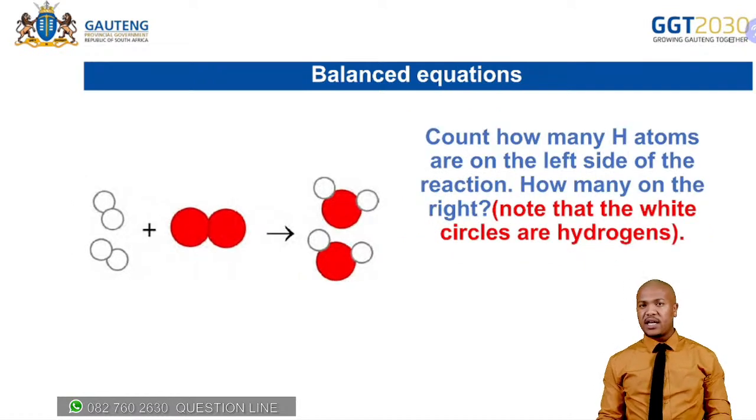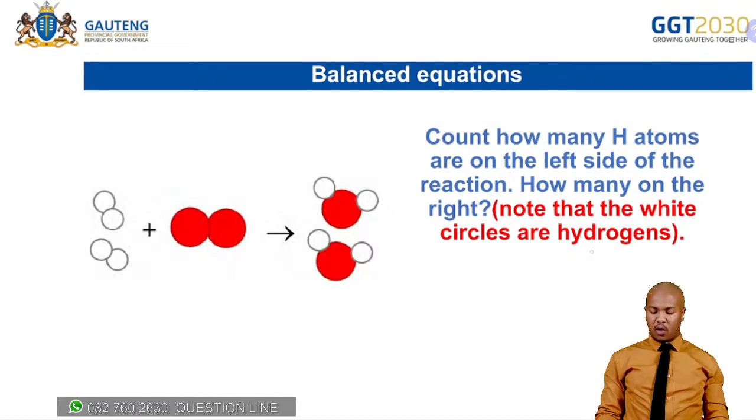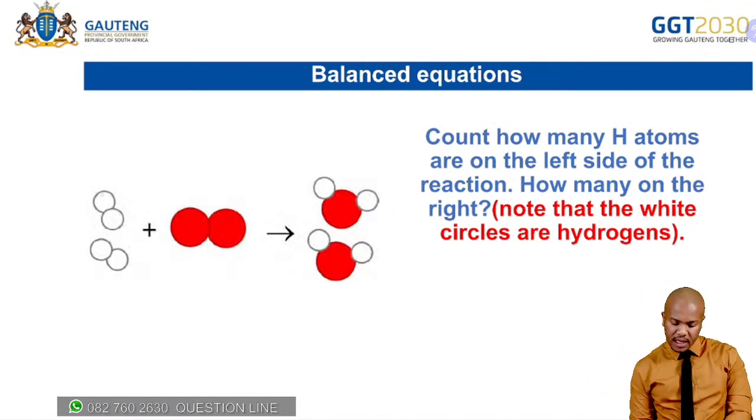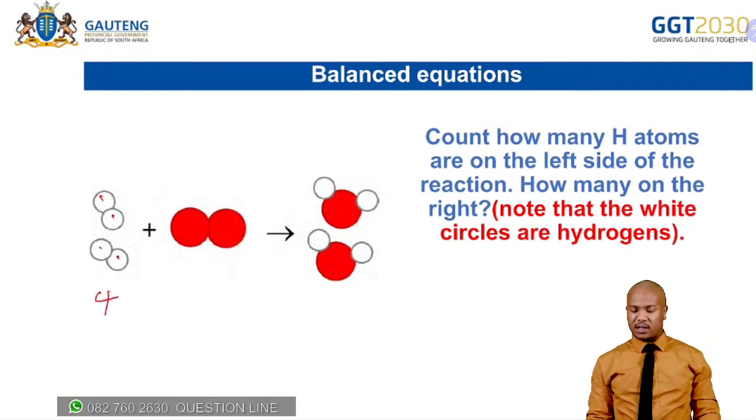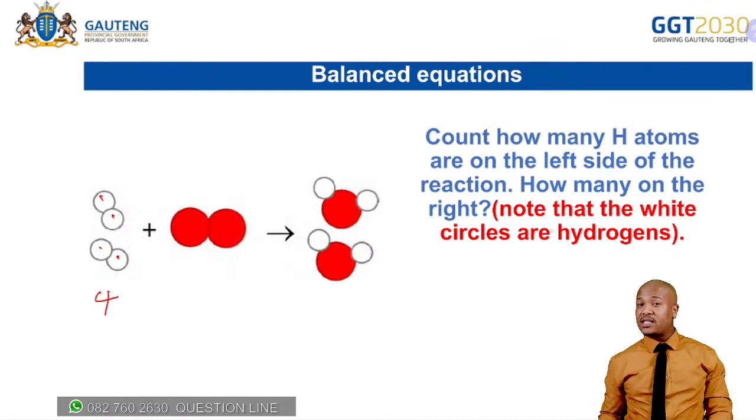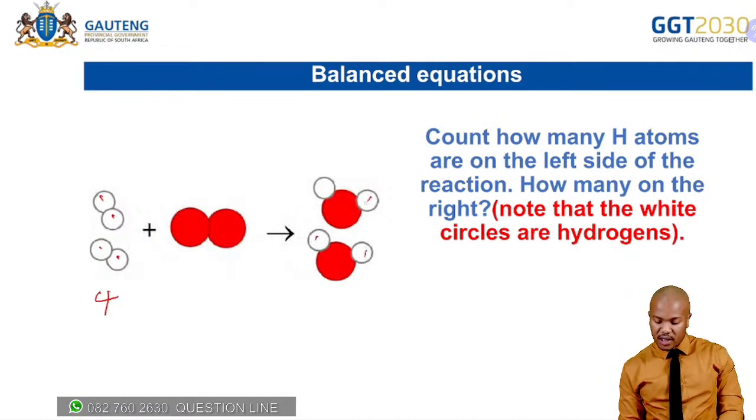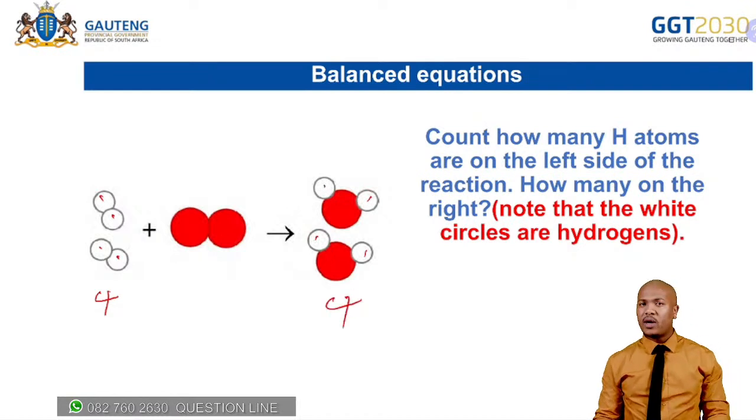Let's look at this and see if it balances. Count how many hydrogen atoms are on the left-hand side of the reaction and how many are on the right-hand side. Note that the white circles are your hydrogens, your H atoms. Let's count together: 1, 2, 3, 4 on the reactant side. Looking on the right-hand side, the product side, how many hydrogen atoms are there? 1, 2, 3, 4. What does this mean? Let's check the following example before we conclude.